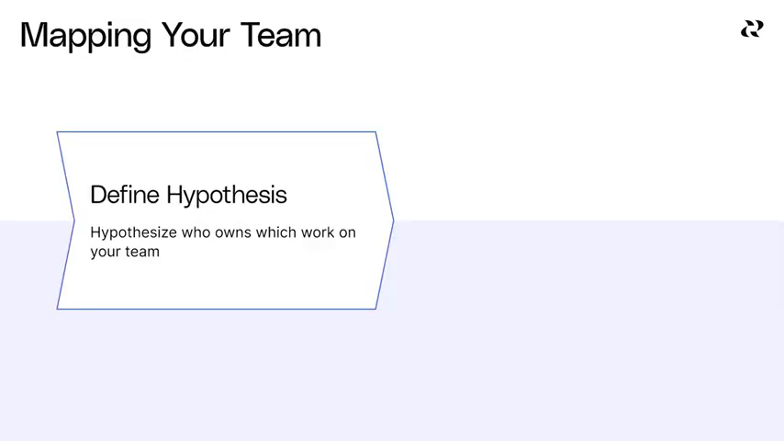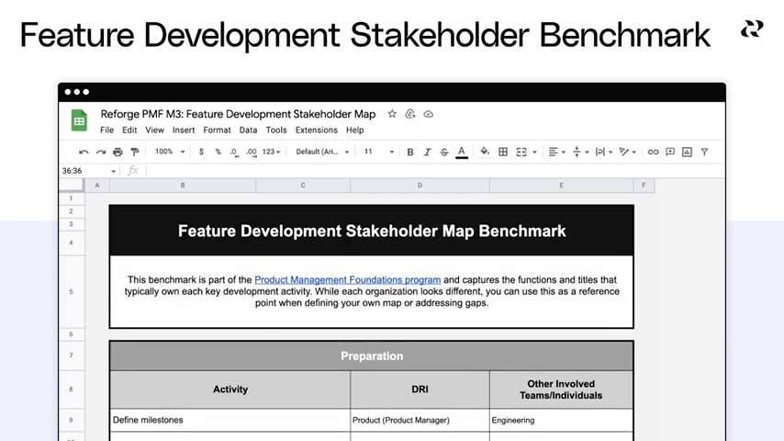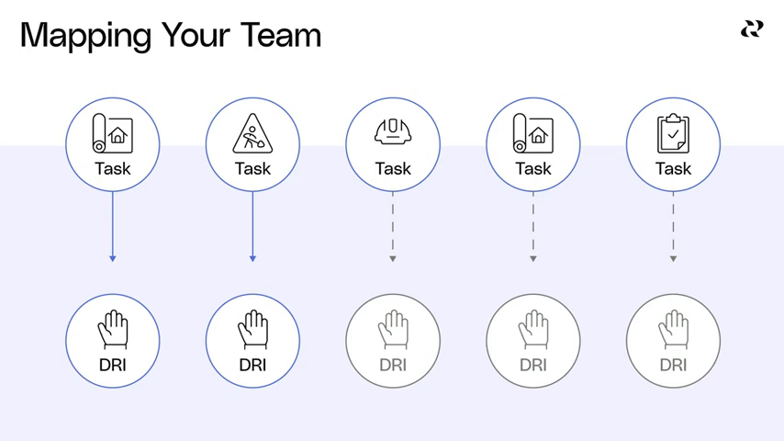You'll start by defining a hypothesis of who owns what. You can use the Reforge feature development stakeholder map to document your hypothesis. To assist you, we'll share a benchmark of where ownership tends to lie based on the experience of Reforge experts across a wide variety of businesses. You can use this as a starting point or reference point as you determine who owns the activity in your org.